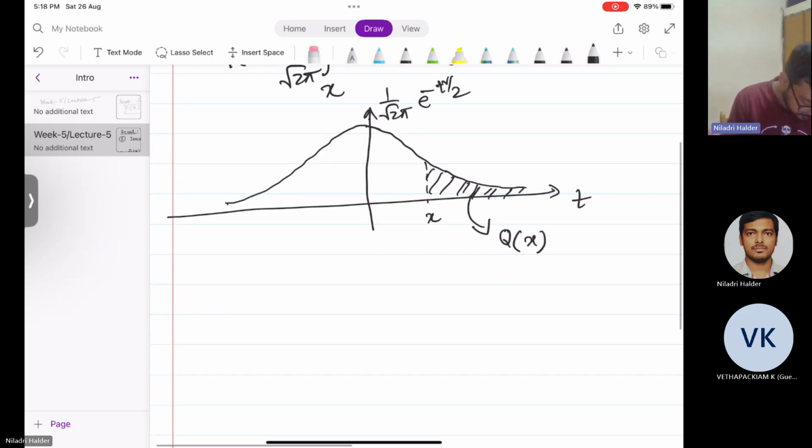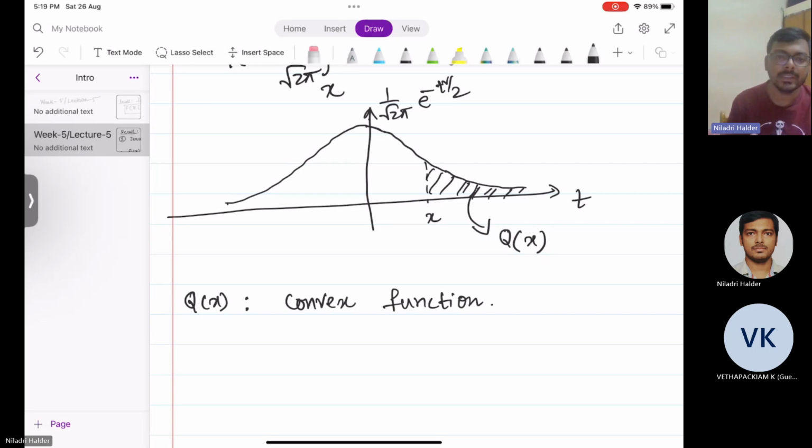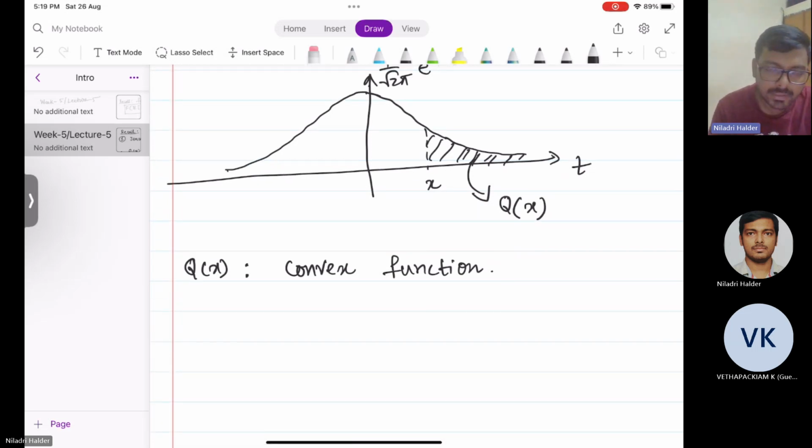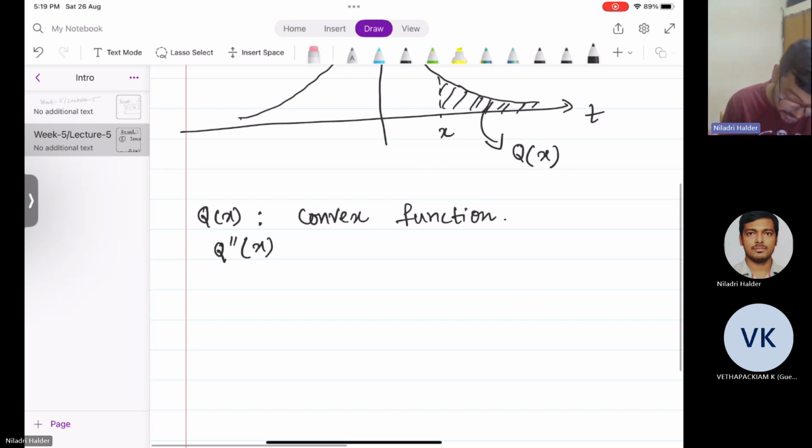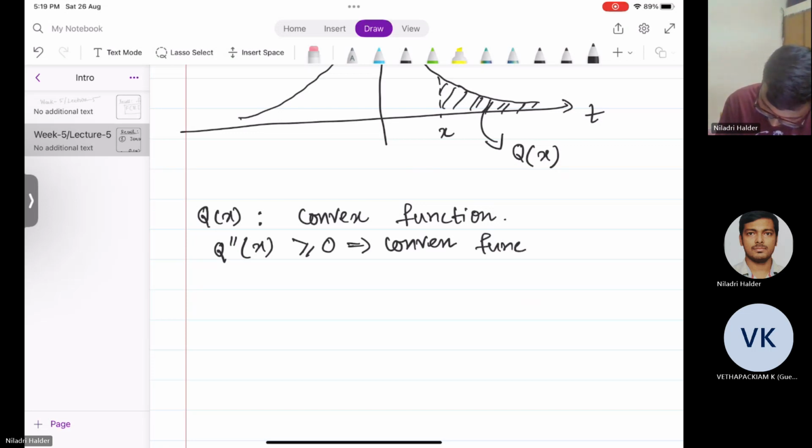And he has said that Q(x) is a convex function. Why is it a convex function? If we take the double derivative of this Q(x), that is Q double dash x, then that will be greater than or equal to 0. That's why it is a convex function. In the sample problem section, I will show how you differentiate the Q function. The professor has already shown it in his lecture.